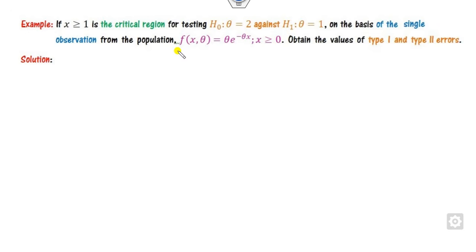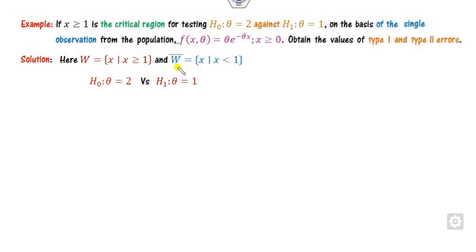Now quickly move on to the second example. It is given that the critical region is x greater than or equal to 1. So you can find W bar here. H0 and H1 are given. Again, it is based on a single observation, so L is nothing but the same f of x. You have to find the value of alpha and beta.